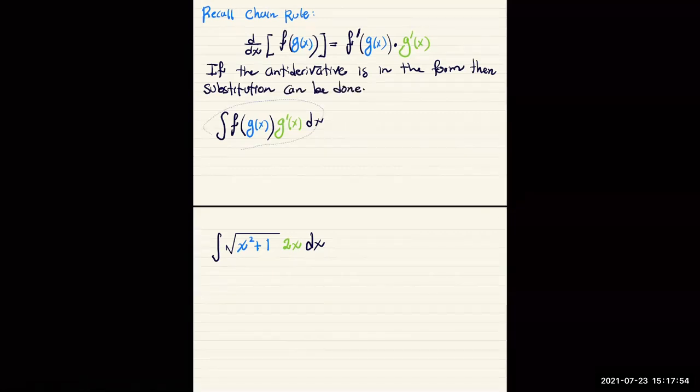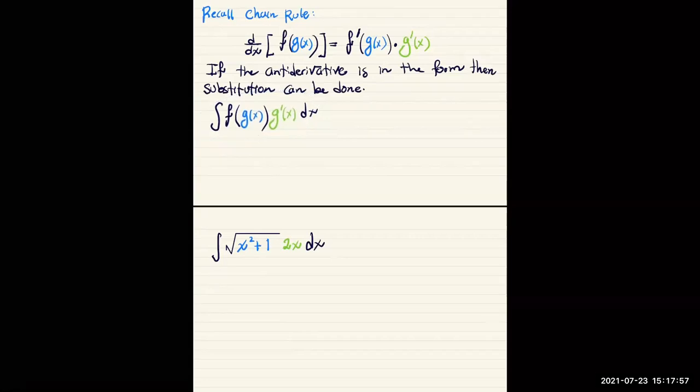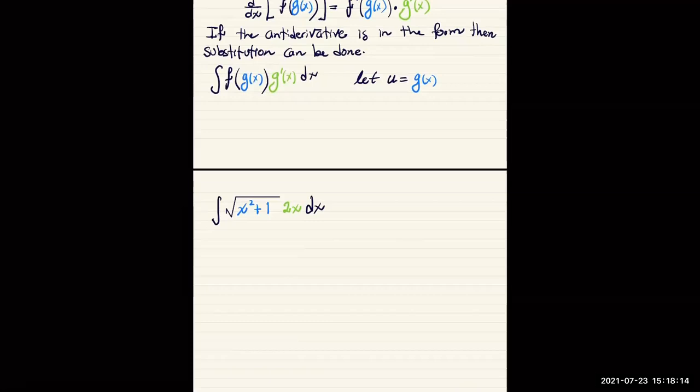Okay, so how can you do the substitution? What we're going to do is let u, it's typically the variable u that you use, let u equal the inner function, let u equal g of x. Okay, so for instance, for this example, I'm going to let u equal x squared plus 1. Okay, so the function becomes the integral of f of u.